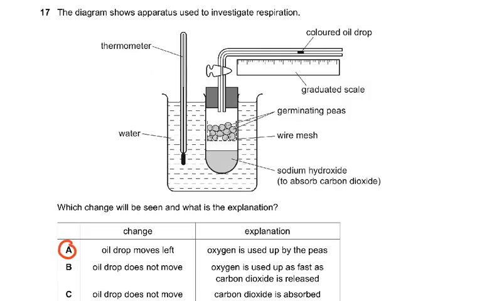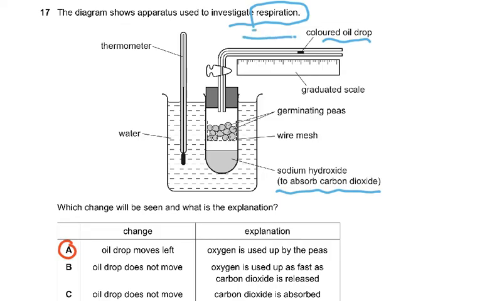Then question 17, the diagram shows apparatus used to investigate respiration. Respiration is the release of energy, and what is going to happen is glucose plus oxygen gives you carbon dioxide plus water plus energy. So we've got a diagram to show the investigation. We've got temperature, we've got germinating seeds, we've got a wire mesh, we've got sodium hydroxide to absorb the carbon dioxide. We have a colored oil drop, and it says which changes will be seen, and what is the explanation. So which changes will be seen and what will be the explanation?